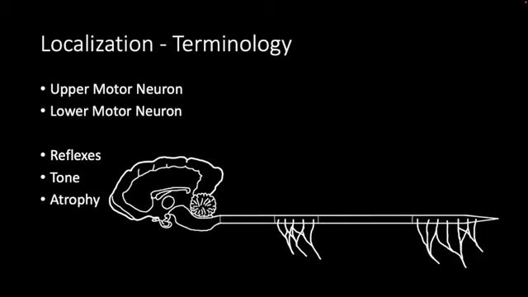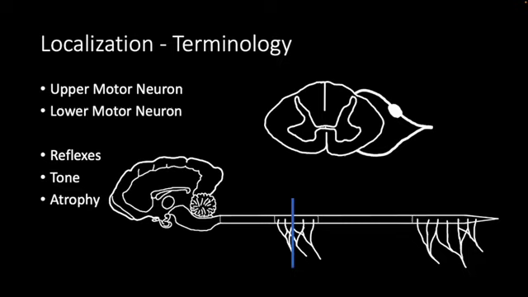Going through more terminology, we need to discuss upper versus lower motor neuron. And on the left of the screen, reflexes, atrophy, and tone are listed, which will make sense shortly if you haven't heard these terms before. On the top right, we have the spinal cord, and we have taken a cross-section of the spinal cord in blue, at the level of the intumescence, or the C6, T2 region.